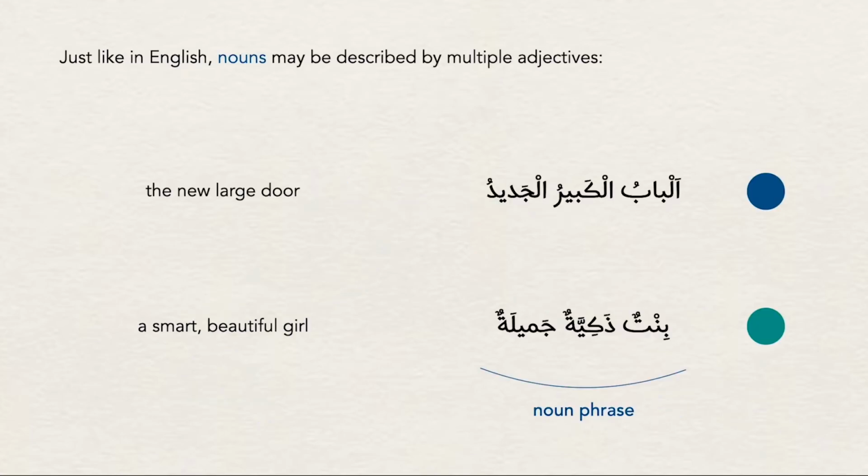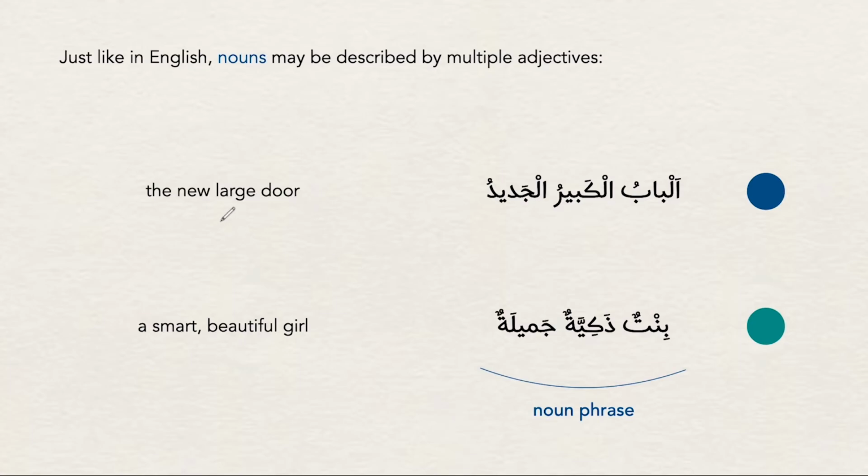Alright, so let's take this to the next level. We've established the basics. Just like in English, nouns may be described by multiple adjectives. Sometimes it's not enough to say a large door. You want to say a new large door. And you can stack as many adjectives as you like.